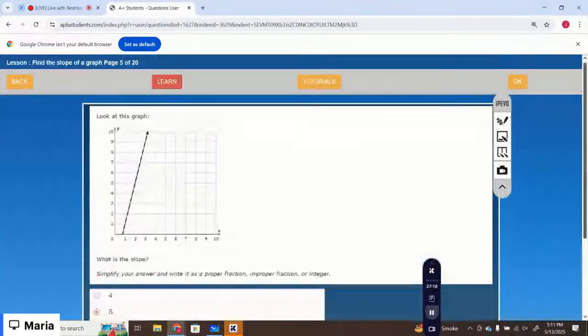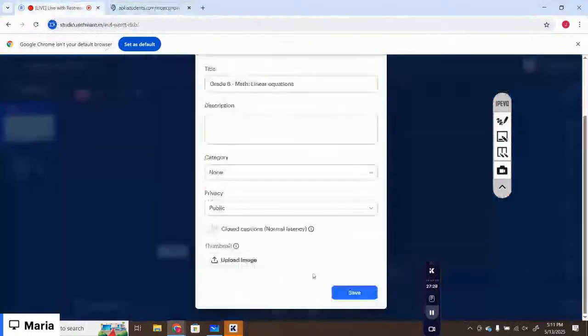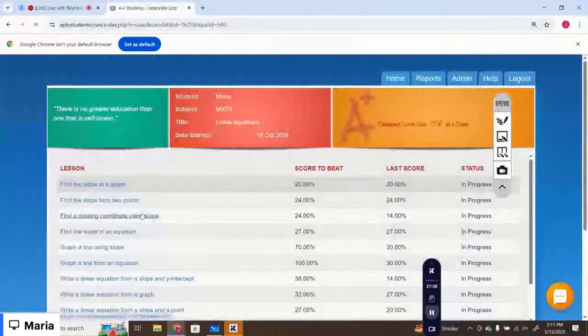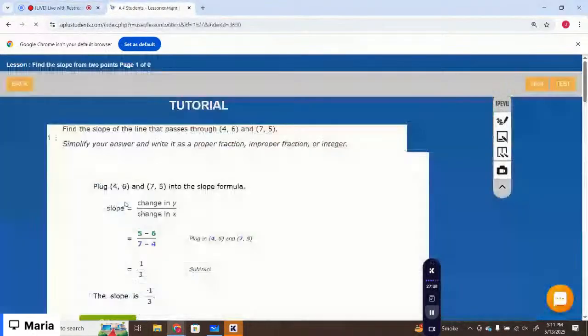Okay, you can complete the lesson by yourself a little bit. Let me just move on to the next lesson. The next lesson is find the slope from 2 points. Let's just start with the lesson.